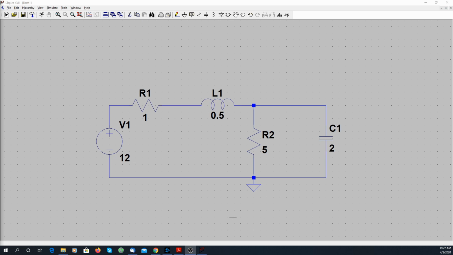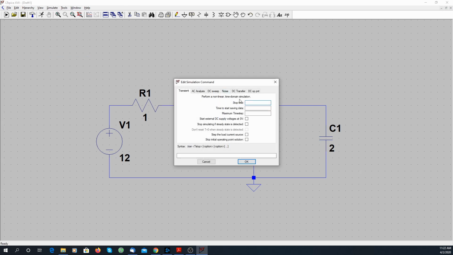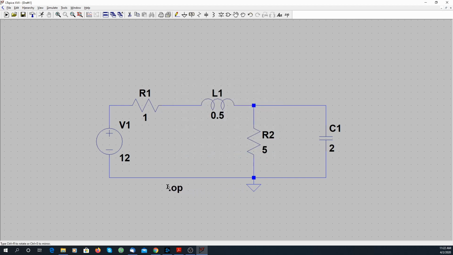So if we want to check if our calculations for the initial conditions are correct, what we could do is set up our circuit, which I've done, and then run what is called a DC operating point analysis.